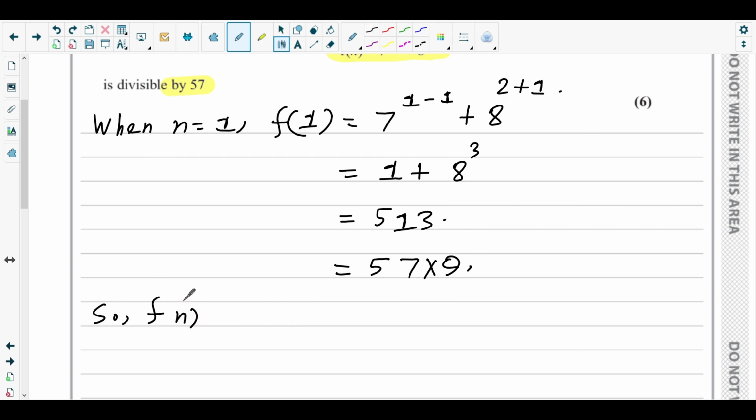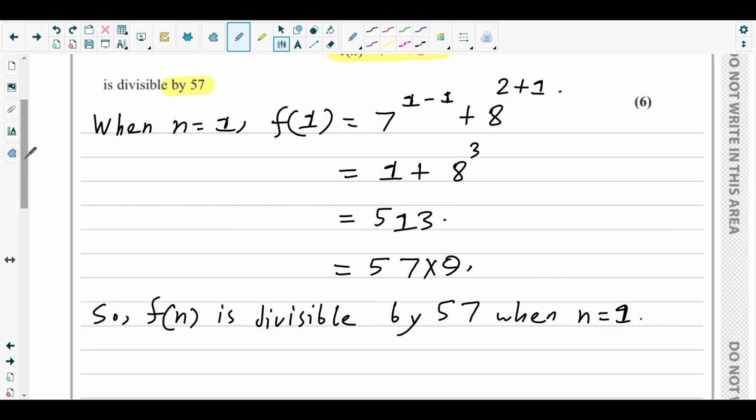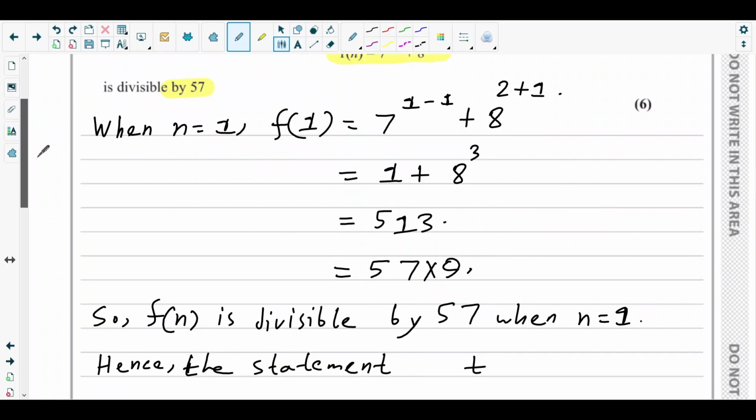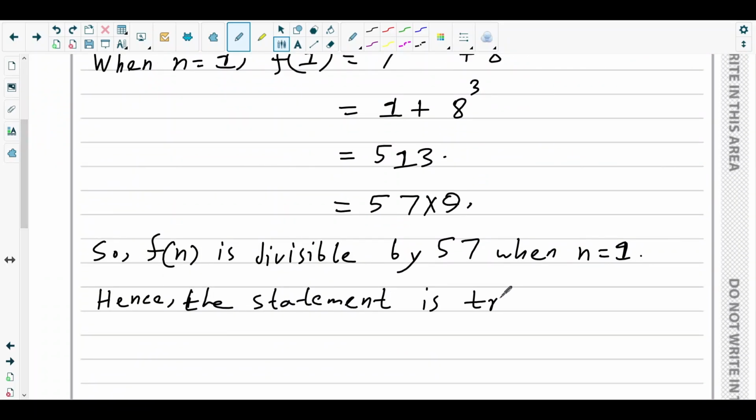So f of n is divisible by 57 when n equals 1, right? Hence the statement is true for n equals 1. Okay, this is the first step done.